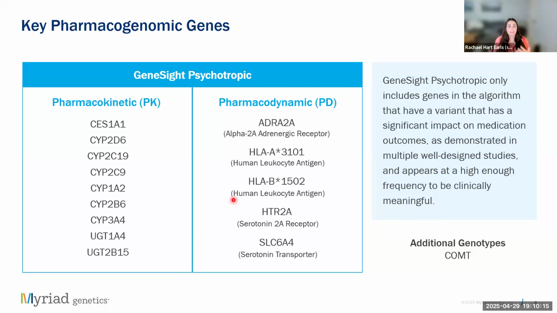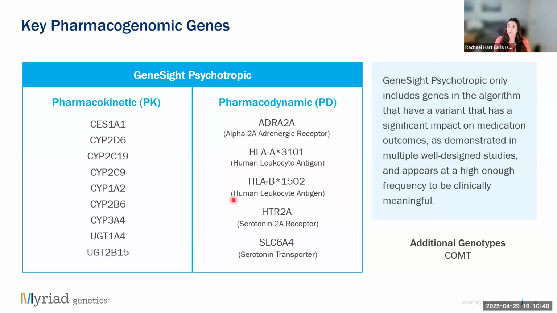Secondly, this phenomenon has to be demonstrated in multiple well-designed studies in numerous independent patient populations. GeneSight will not include genes on the panel that have not been demonstrated in multiple patient populations because we want to show that this is replicable among numerous independent people. And lastly, these variants have to appear at a high enough frequency to be meaningful clinically.